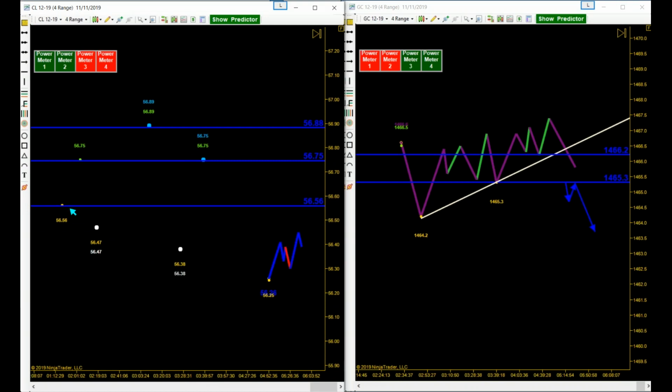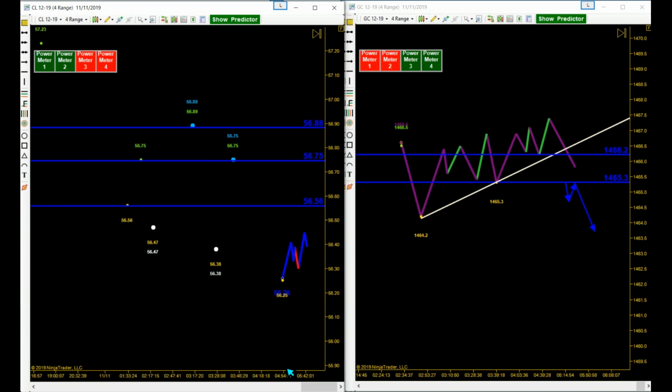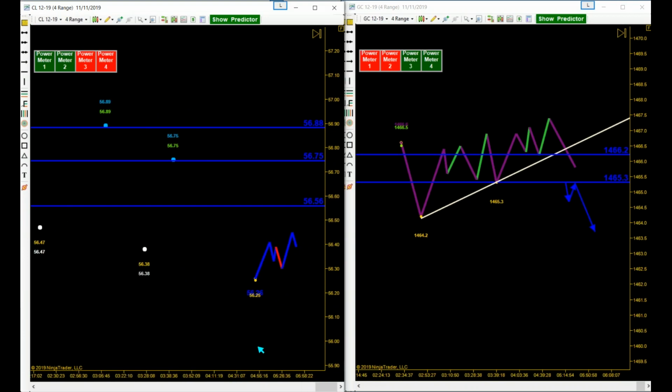Is it trying to go to 56? That'd give me 9 more ticks. Is it trying to go to 75? That'd give me a few more. Okay. Well, I actually took this trade this morning on Linda's account, and this little trade turned out to be quite a nice little trade.